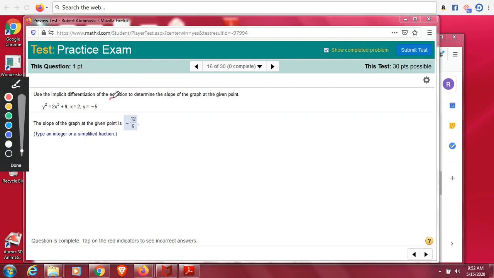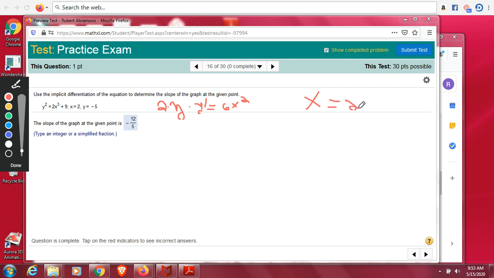Use implicit differentiation of the equation to determine the slope of the graph at a given point. So here, to use implicit differentiation, remember, we treat y as an unknown function, but still a differentiable function of x. So when we differentiate y squared, what we're left with is 2 times y times y prime, which is equal to 6 times x squared.